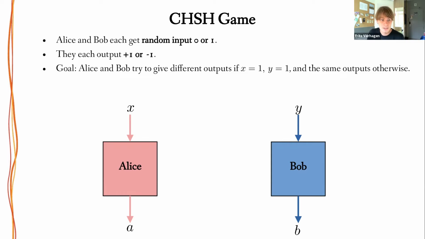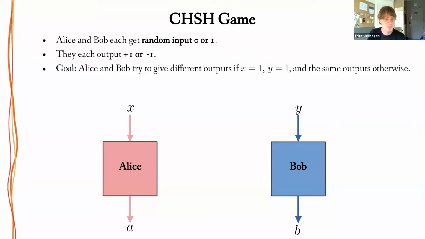It's called the CHSH game. It's named after 4 people: Clauser, Horn, Shimony, Holt. Let me first explain the game, and then I'll explain how we will play it. So we have 2 parties. We have Alice and Bob, of course.